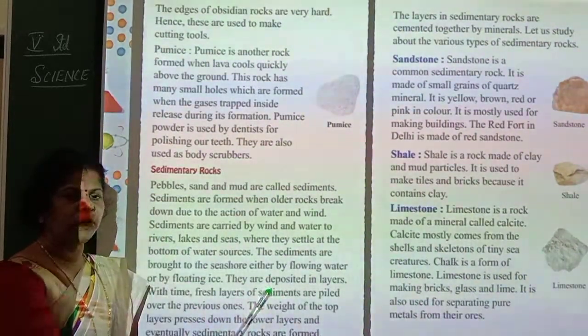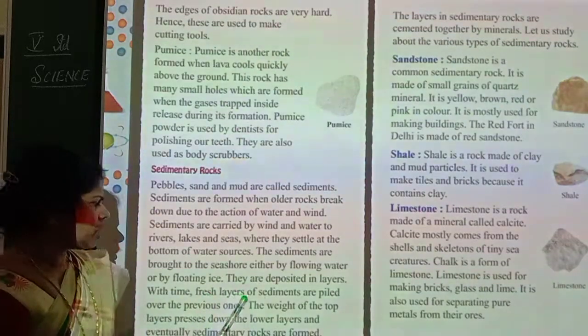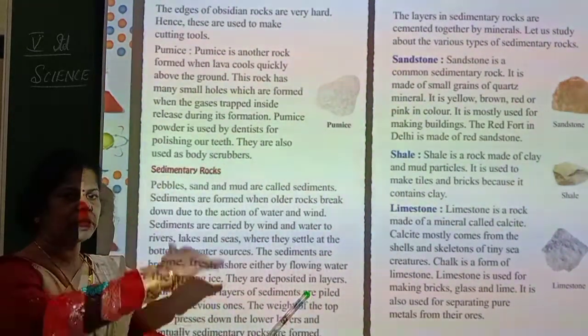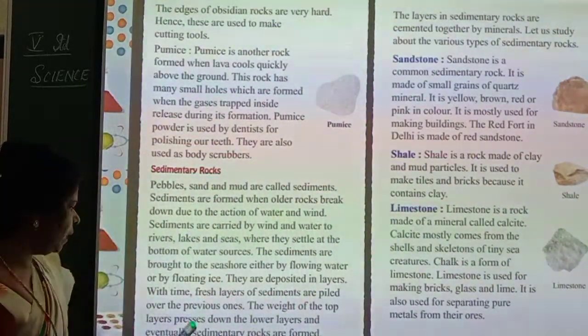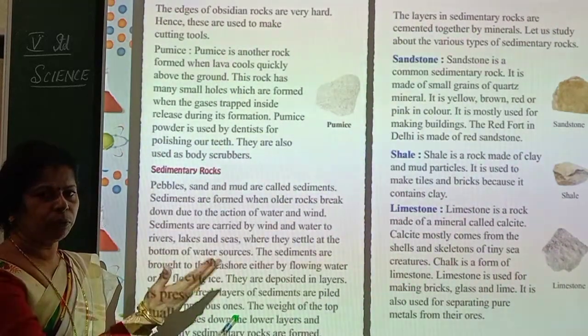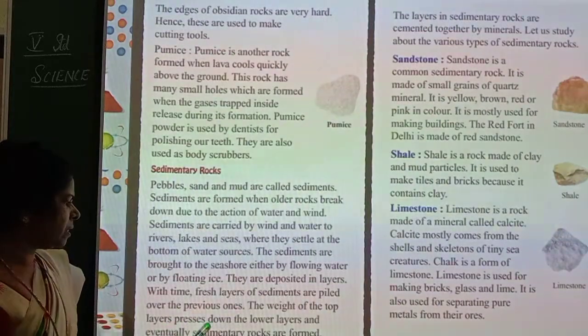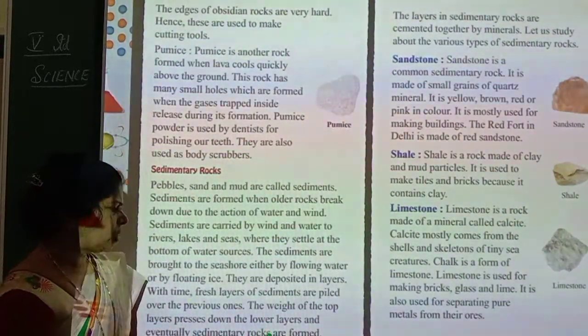Again that will become old, new ones will come. With time, fresh layers of sediments are piled. Piled means just depositing one above the other. Fresh layers of sediments are piled over the previous ones. On old one, new ones will come. The weight of the top layers presses down the lower layers and eventually sedimentary rocks are formed.